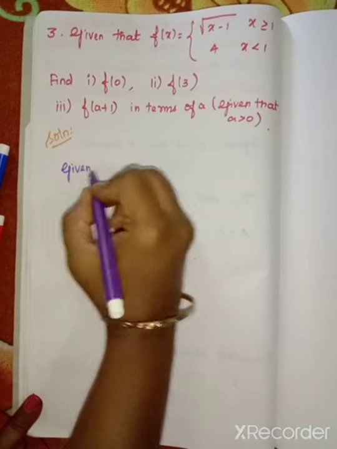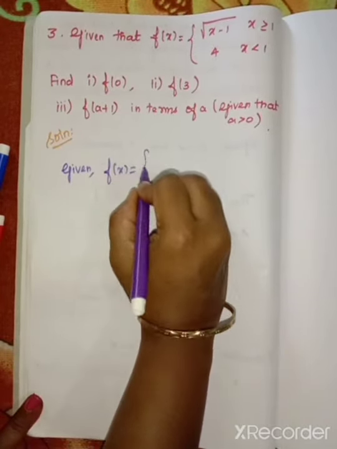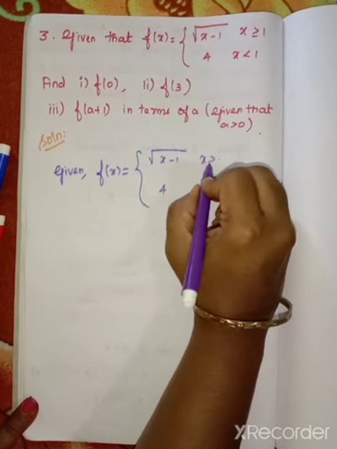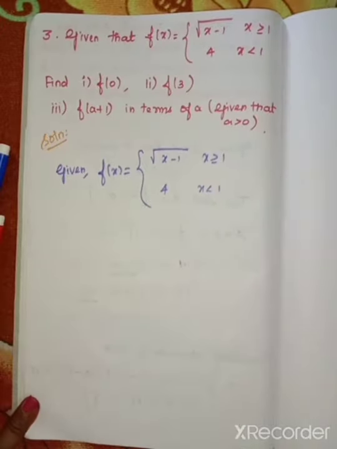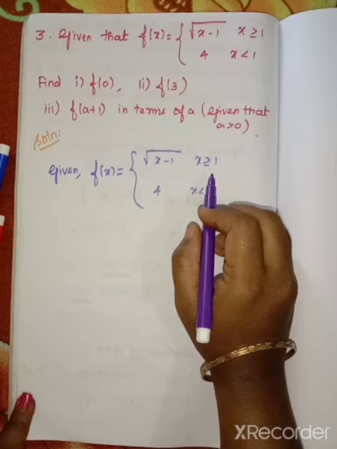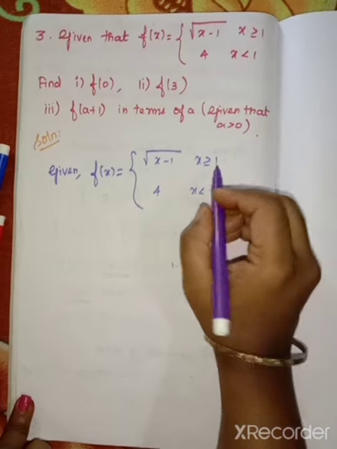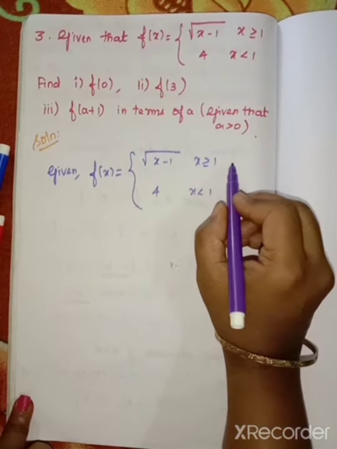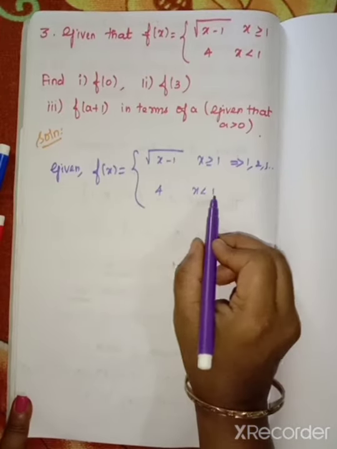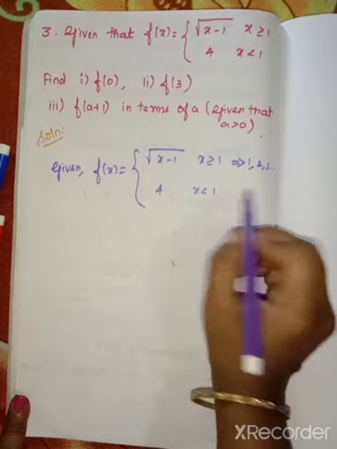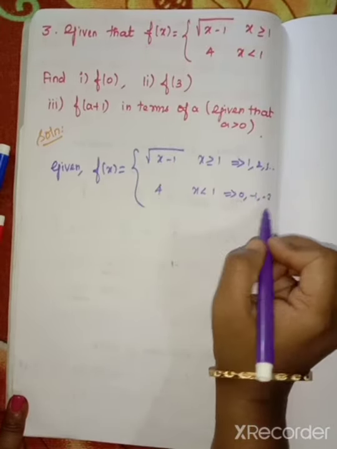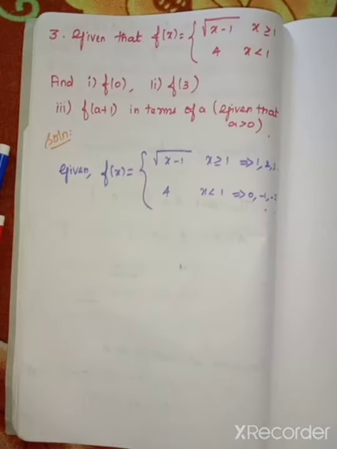So given is f of x equal to root of x minus 1 for x greater than 1, and 4 for x less than 1. Now we want to check the condition. Greater than 1 means what? Here it says greater than or equal to. So we have to write 1, 2, 3, etc. Less than 1 means we have to write 0, minus 1, minus 2, etc.